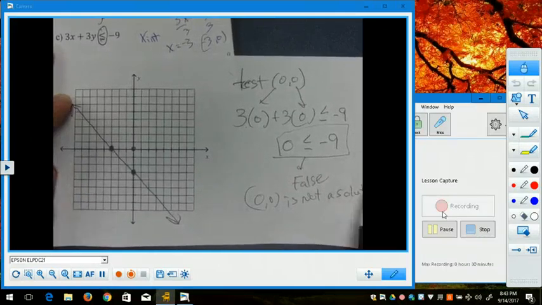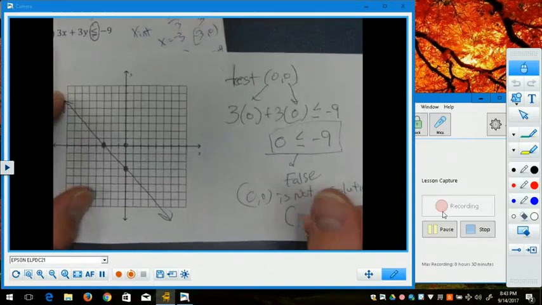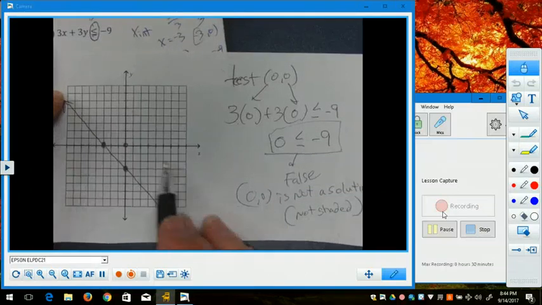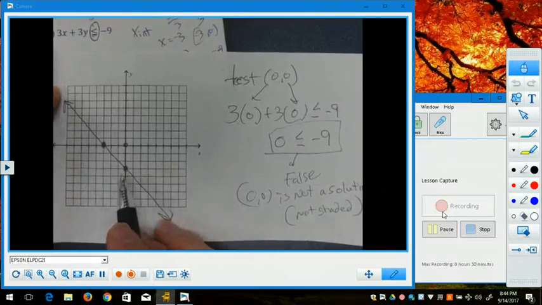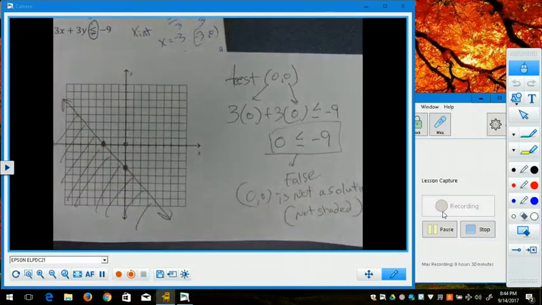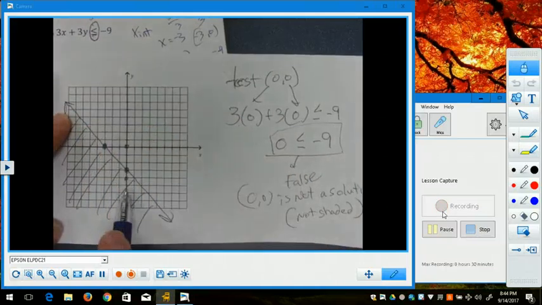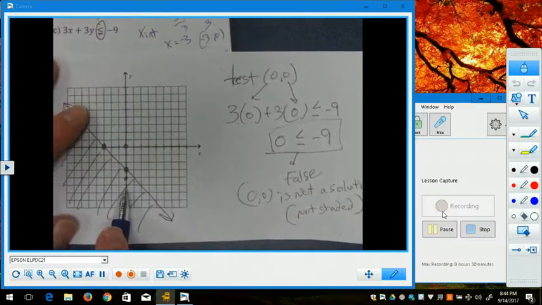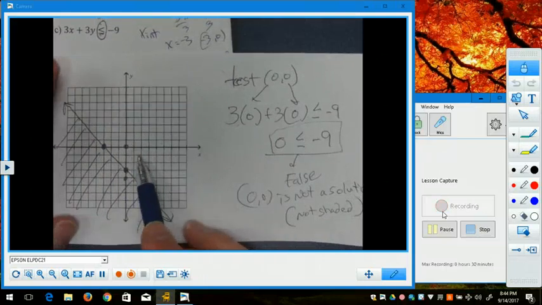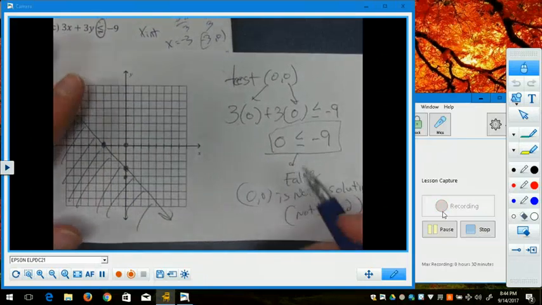And since it's not a solution, this side should not be shaded, which means that I'm going to go to the other side and shade the other side. And just to prove this to you, I will pick a point from the other side. I'm going to pick 0, negative 4 as my next test point. You don't have to. If you know that this side is false, then you know you're going to shade the other side. You don't have to do an additional test point.